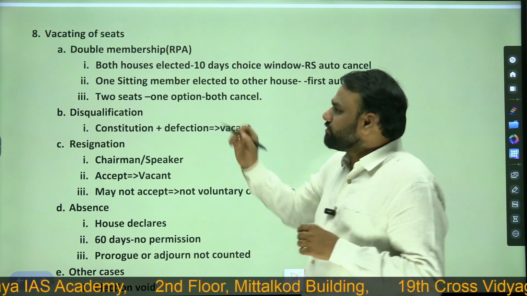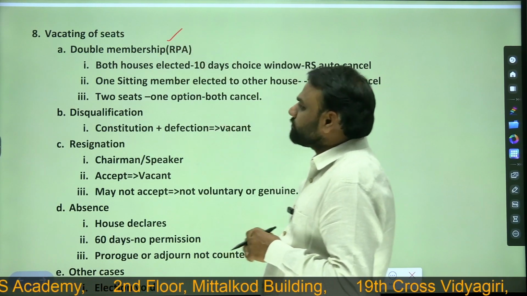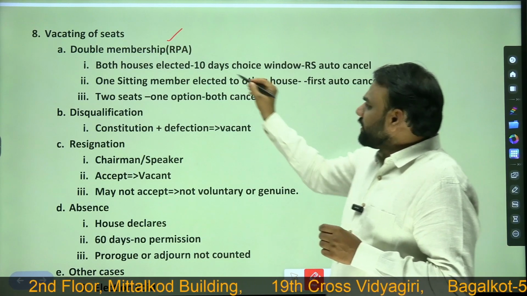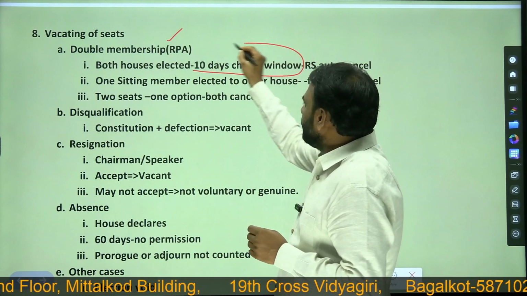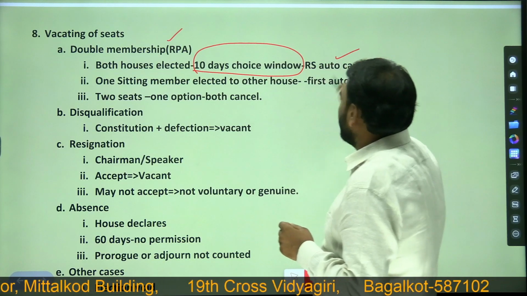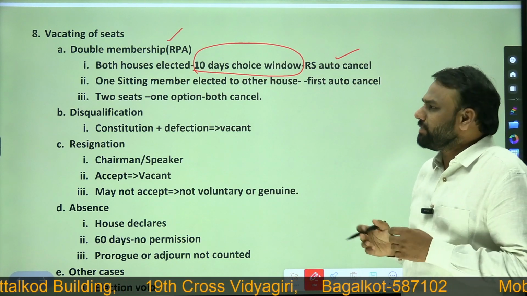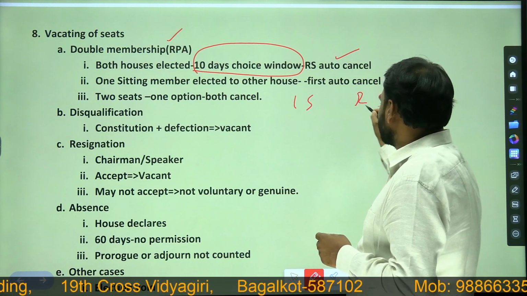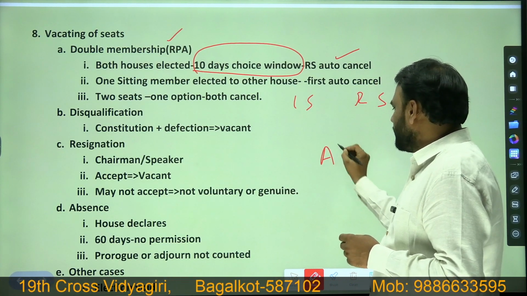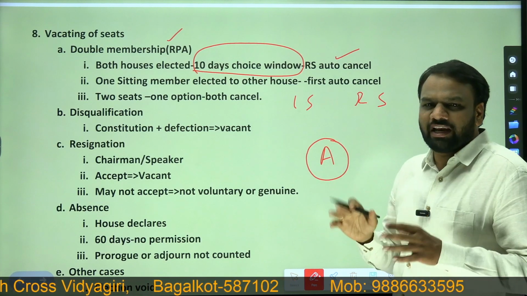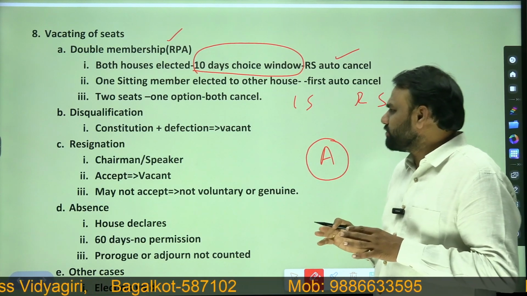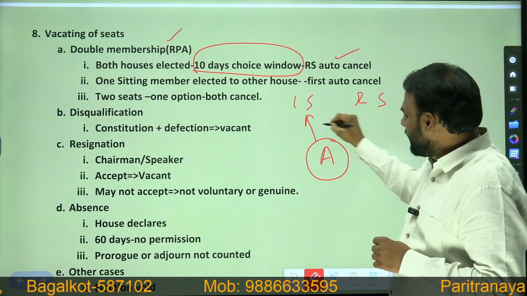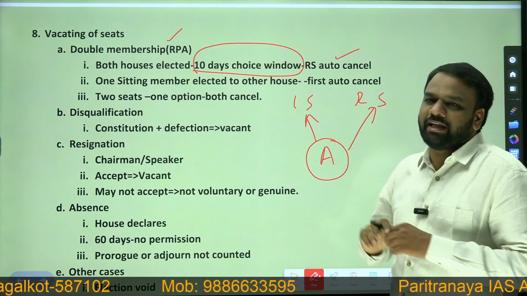Vacating of seats. The first one is double membership. If both houses are elected, there is a 10 days choice window, and the Rajya Sabha seat automatically gets cancelled. So what does it mean? Let us assume here we have Lok Sabha, here we have Rajya Sabha. Practically such a scenario will rarely arise, but let us assume theoretically that a person A gets elected to both Lok Sabha as well as Rajya Sabha simultaneously.